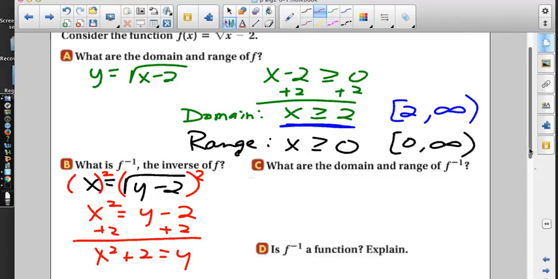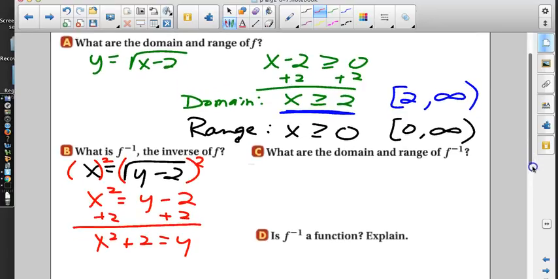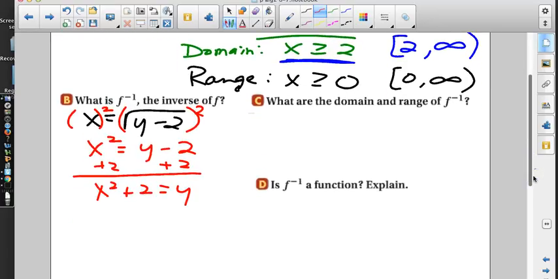Now, I have it equal to y, but I look at the problem, and the problem said, what is f inverse? So they don't want me to label it y, they want me to label it f inverse so it looks fancy. Now, why even bother with that? Because what it says is the original was a function. And that's what that notation means. The original was a function. So we have the inverse as x squared plus 2.